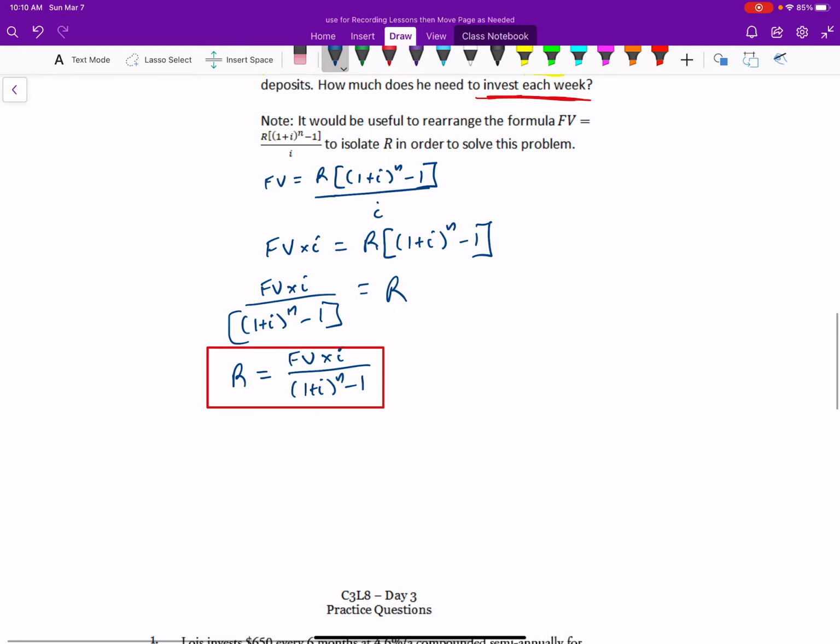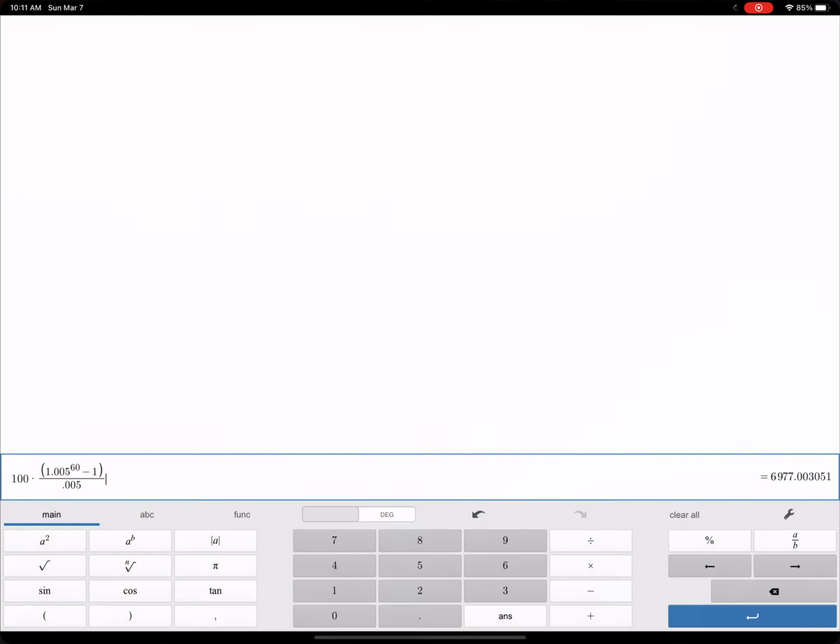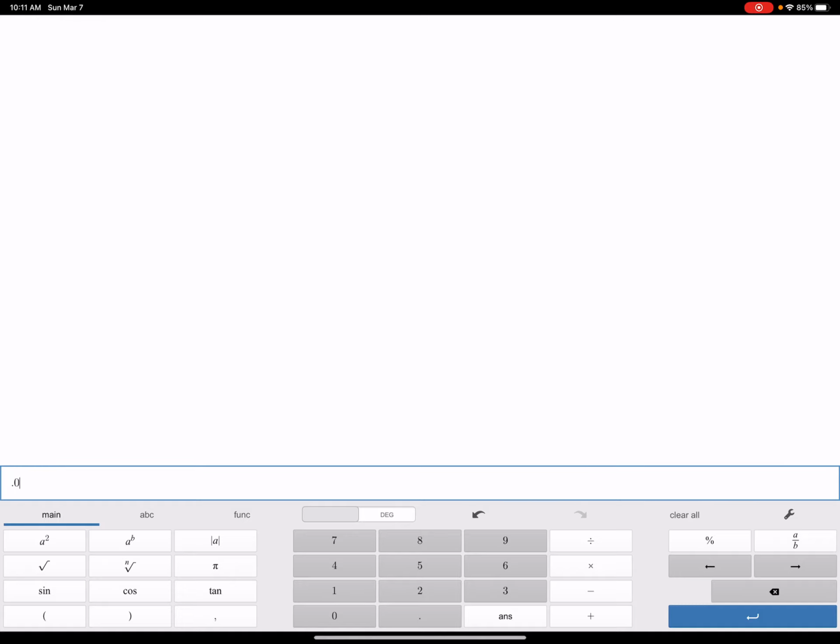So I still need to know various things. The $20,000 in this original question is the future value. It's what I want it to be worth. i is going to be 3%, divided by, remember it was weekly up here, so divided by 52. So that's going to be probably a bit of a longer decimal. Let's see what it is.